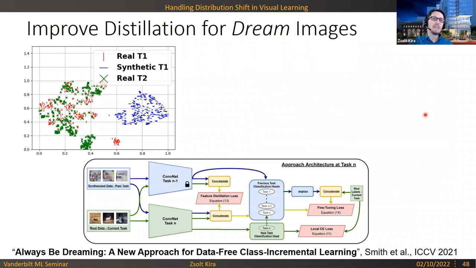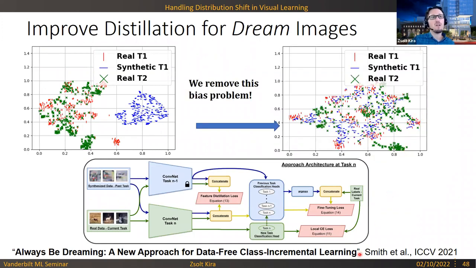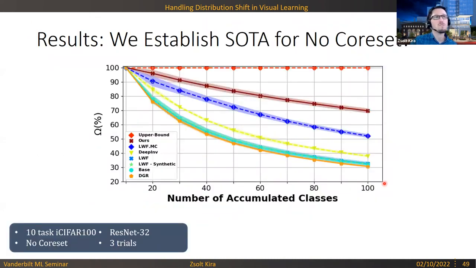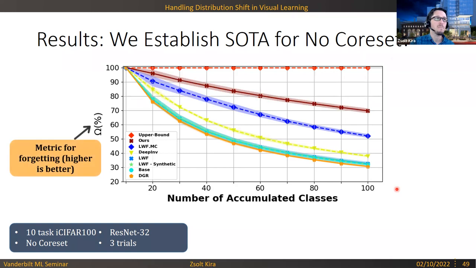We do have some other methods that I won't go into that also do deep dreaming, that is, generate synthetic data rather than doing replay. And so we can combine this with the semi-supervised case. Here we can show strong results with no core set at all. It's orthogonal to the semi-supervised setting. Again, we can establish a state of the art with no core set compared to all sorts of other methods, with a relatively small amount of computational overhead.